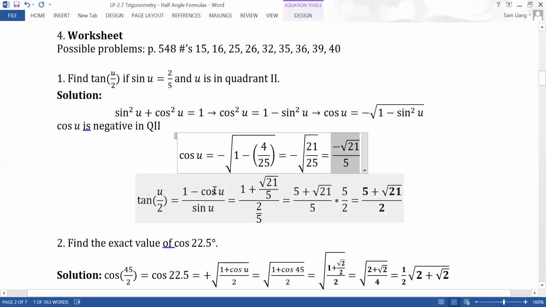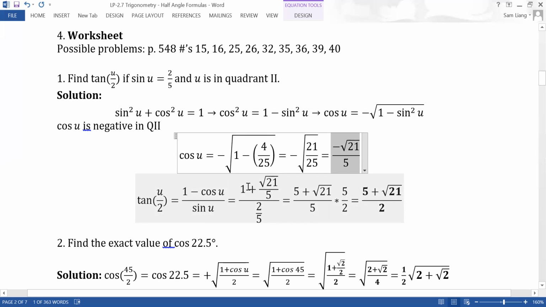All right, and then from there, we just plug it into the formula. So we get 1 minus cosine u. You can use the other formula technically, but I chose this one in this case. But here I had 1 plus root 21 over 5, because this is a negative, so 1 minus a negative is positive. And then that'll be divided by 2 over 5, which is sine u here.